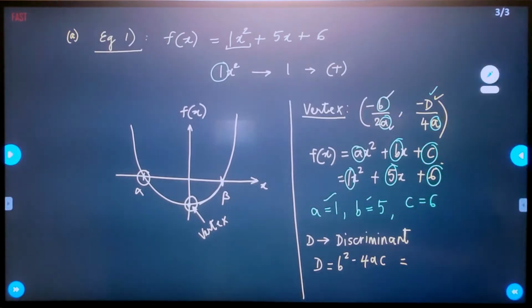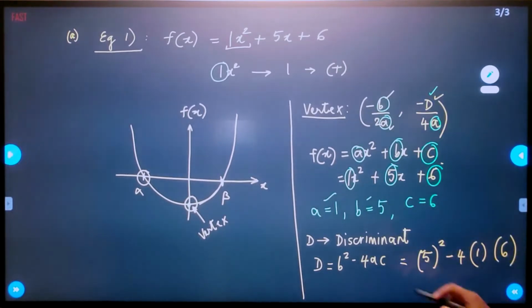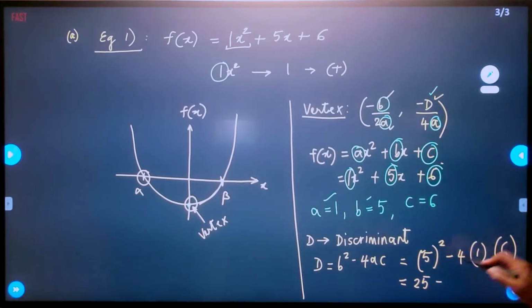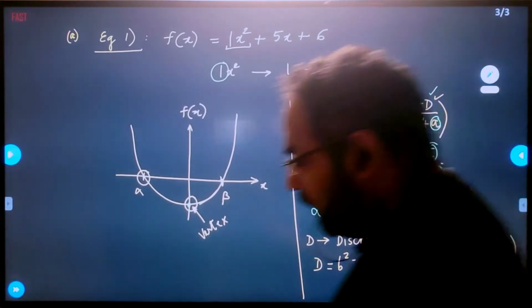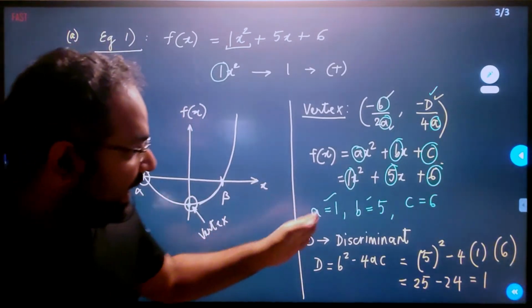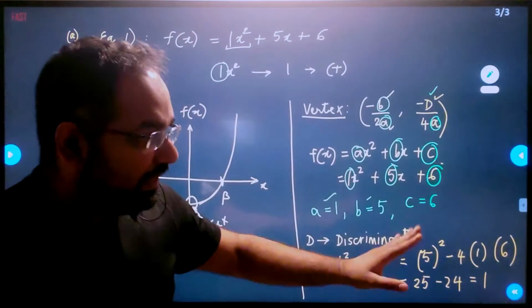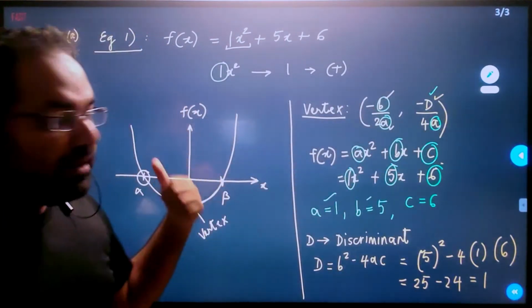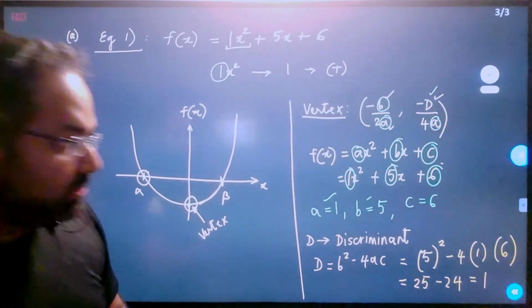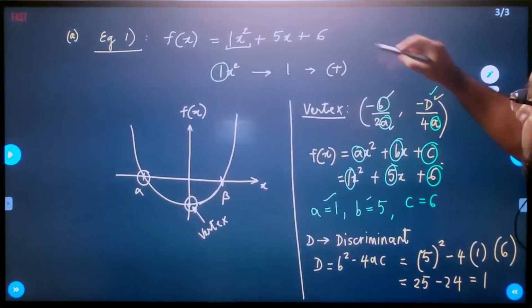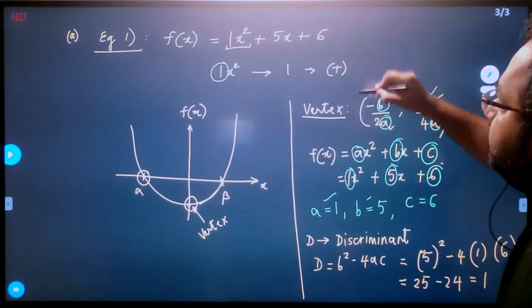What is the discriminant going to be? B square is going to be 5 square minus 4 into what is a? 1. What is c? 6. So I get 25 minus 4 times 6, which is 24. So I get 1. Now that I have the values of a, b, c, d, all of that, let me put these values and let me keep the position of the vertex also ready. So I'm just going to show that calculation here.